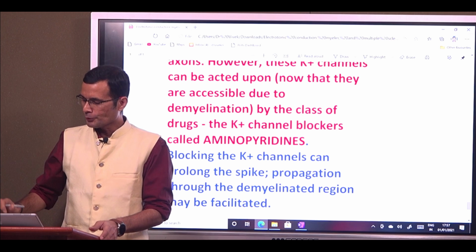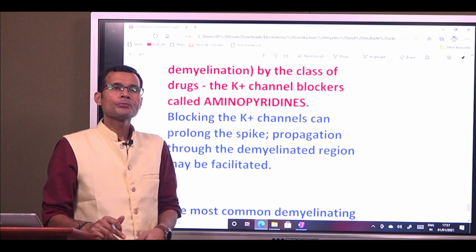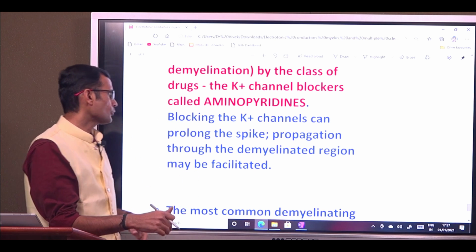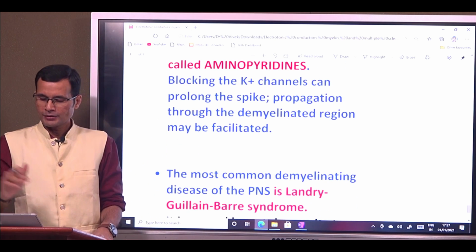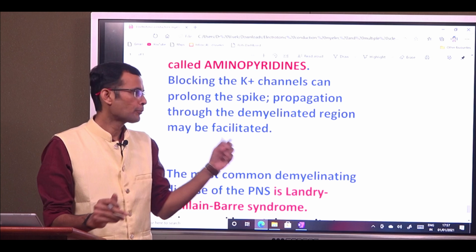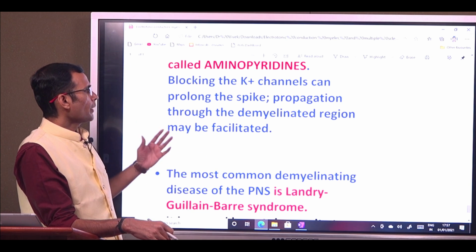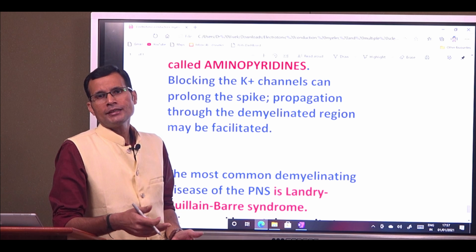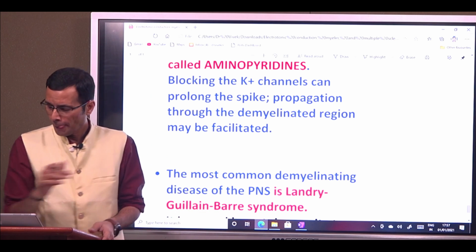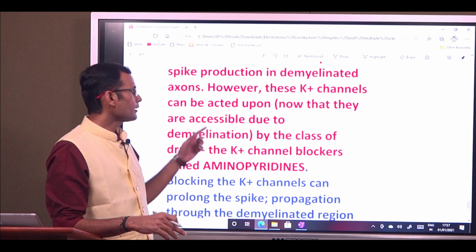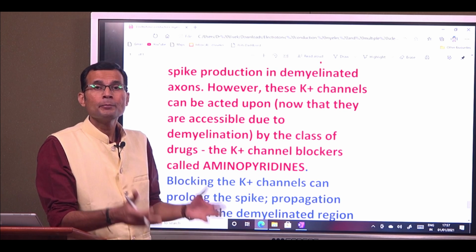So, block the potassium channels, don't allow, and we can target them because now the myelin is gone, the potassium channels have got exposed. So, blocking the potassium channels can broaden the spike, can prolong the spike, as I have mentioned just now, and propagation will be facilitated, it will improve. So, that's the treatment strategy basically. Potassium channel blockers, how would they be helpful?